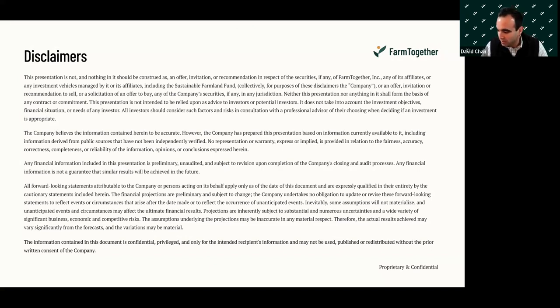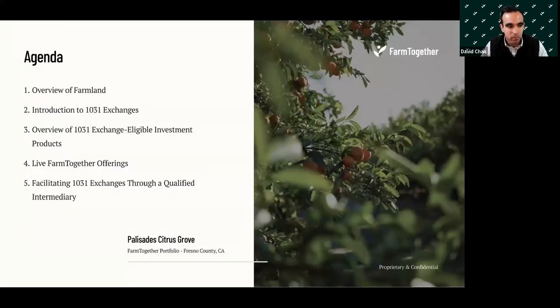Okay, let's move on. Our agenda today: we are going to be covering an overview of farmland as an asset class. I know that there's a broad group on this call, some investors who are very familiar with farmland as an asset class and others who are brand new to farmland. So we will be doing a very high-level overview on the asset class. And then we're going to talk about the introduction to 1031 exchanges. So what are 1031 exchanges? Again, broad spectrum of understanding there. For some folks, these are totally new terms. Others, you may have done 1031 exchanges before in real estate, so this might be very familiar for you.